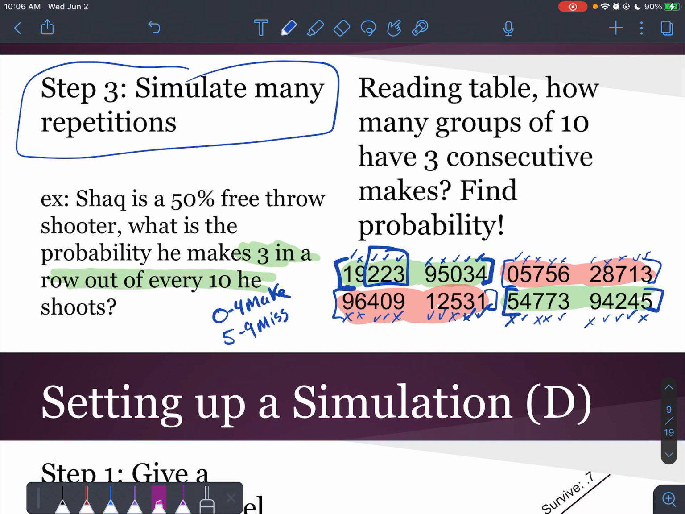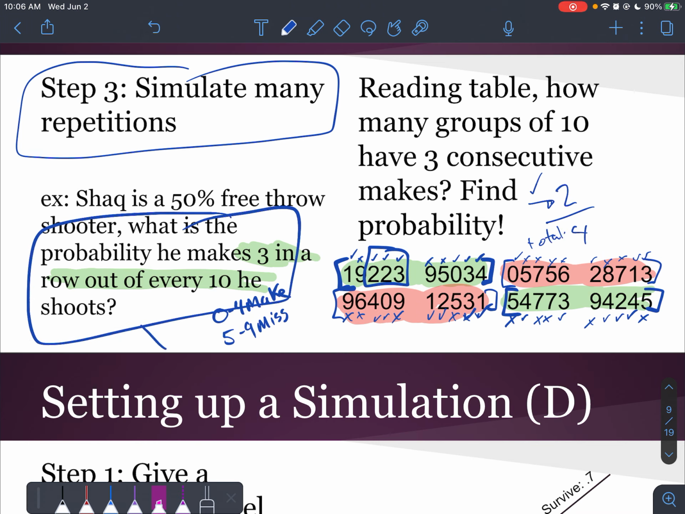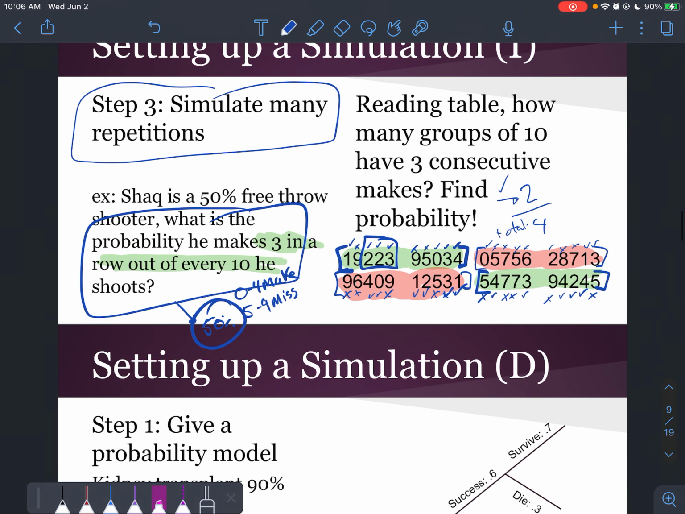Well, looking at this, we did 4 trials here in this situation. We had 2 successes out of the 4 total. So we would say 50%. 50% chance that he makes 3 in a row out of every 10 he shoots. Okay, based on our simulations.